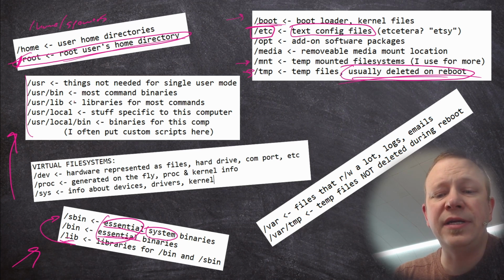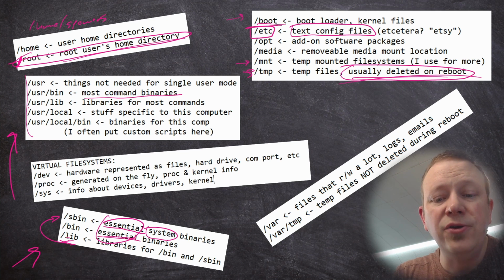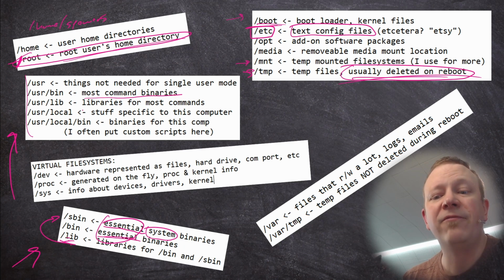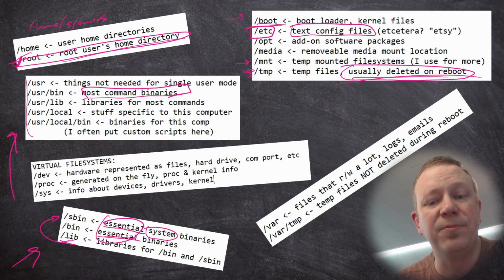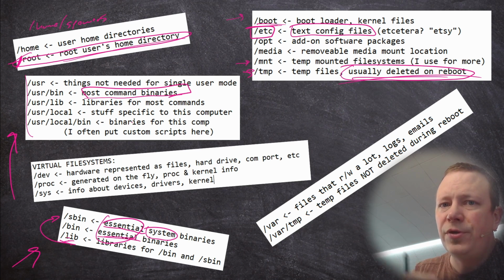The user directory, user/bin, this is where most of the files that are going to be on a system are located. User lib, these are libraries, like shared library files for the actual command binaries that are in user bin. User local is a little bit different. User local is specific to the computer you're on.